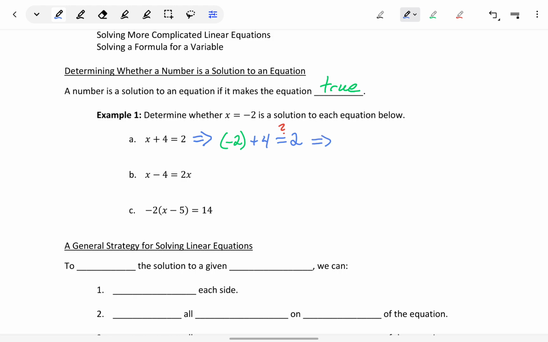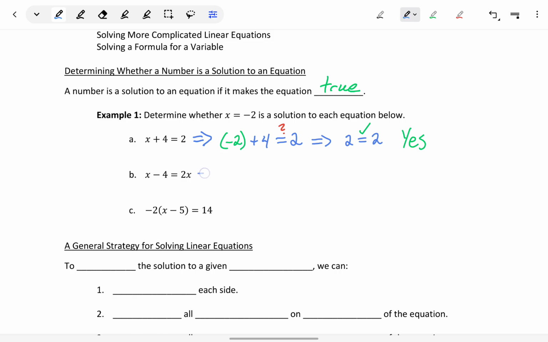So in a set of parentheses, I'm going to substitute in -2 for x plus 4 equals 2. And I'm going to put a question mark over that equal sign because the question is if the expression on the left-hand side is in fact equal to the expression on the right-hand side. After making that substitution, we'll go ahead and evaluate. -2 plus 4 will give us 2 is equal to 2, which is in fact true. So yes, x equals -2 is a solution to this equation.